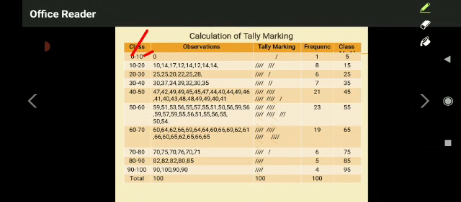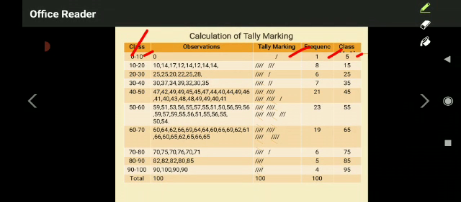If only one observation is there, you have to put 0 in the observation column, and in the tally marking column you put one tally, the symbol of tally. In the frequency column you put 1, because only one observation is there in the 0 to 10 class interval, that you have to mention. Then class mark is 5. Look at this: class mark is 5 over here, only one frequency is there, and only one tally is there. Come to the second one.